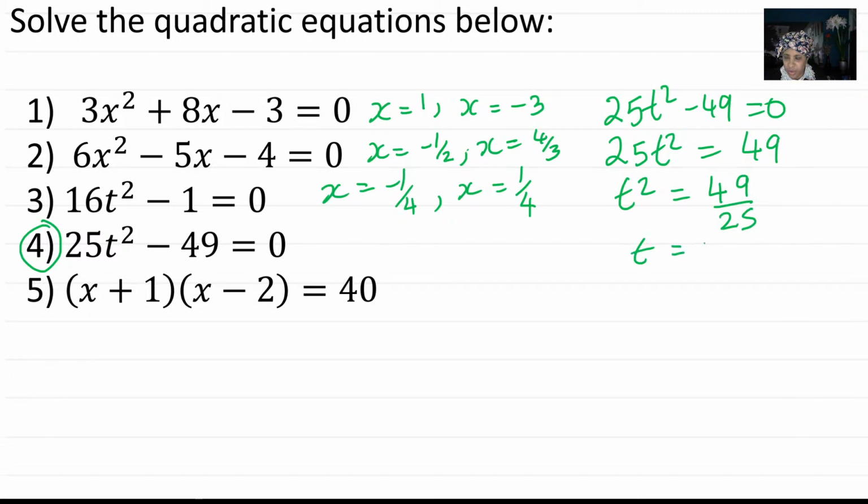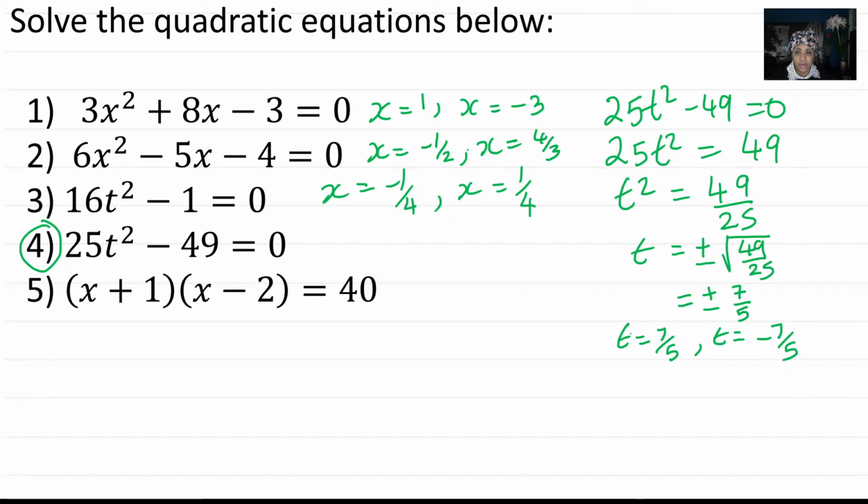But remember, when you square root, because it's quadratic, it means you need two answers. You have to put plus or minus the square root of 49 over 25, and we know the square root of 49 is 7, and the square root of 25 is 5. So that's going to be plus or minus 7 over 5. That means t is going to be equal to 7 over 5, or t is going to be equal to negative 7 over 5. That's one way of doing it.